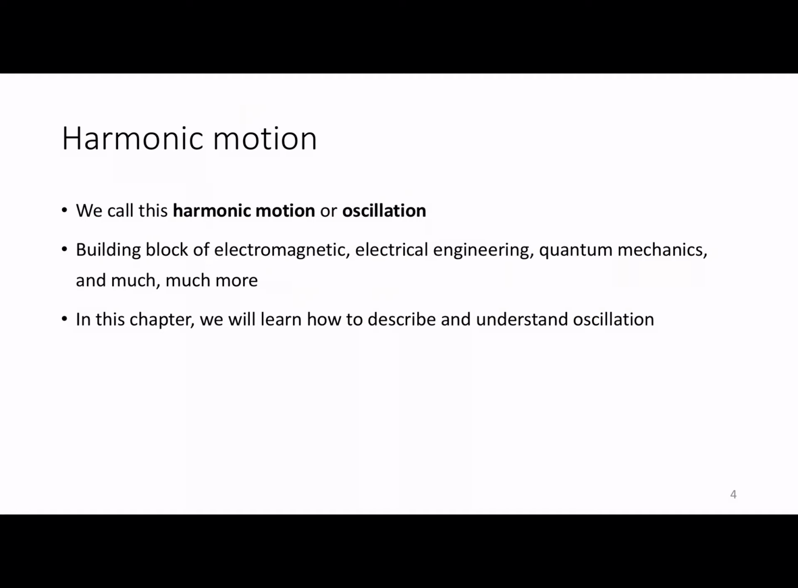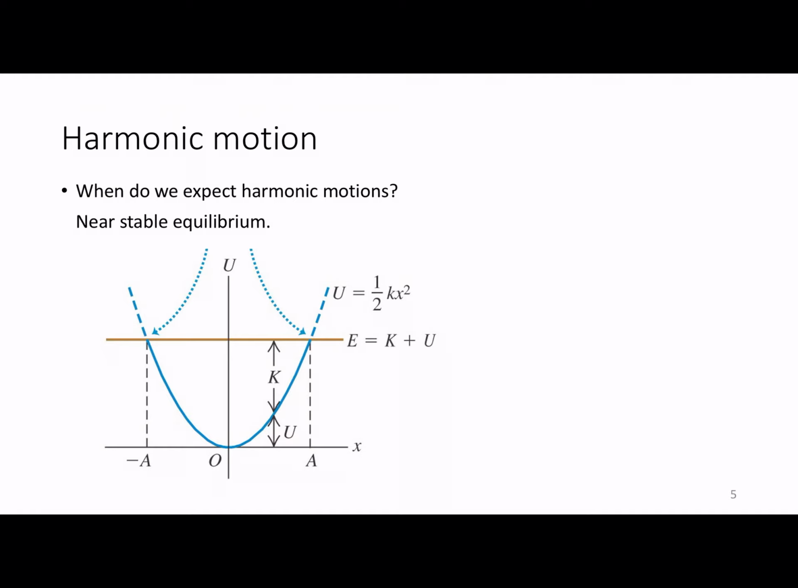We'll learn how to describe, how to understand that oscillation, and we're going to do a heck of a lot of calculus to get very comfortable going back and forth between various descriptions of those oscillations. All right, so first off, when do we expect harmonic motion? The idea is basically that it's very common because harmonic motion will happen near any stable equilibrium.